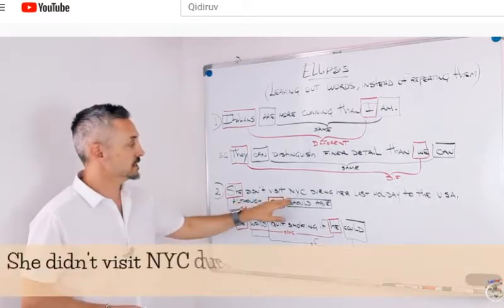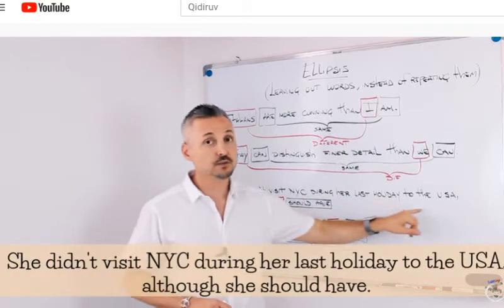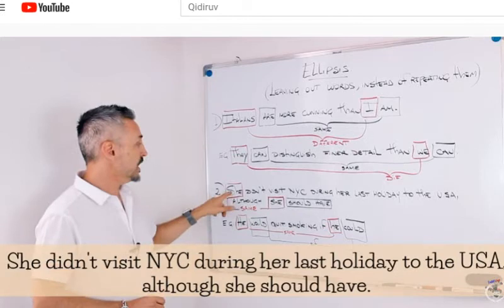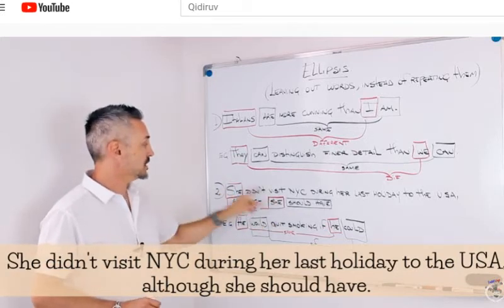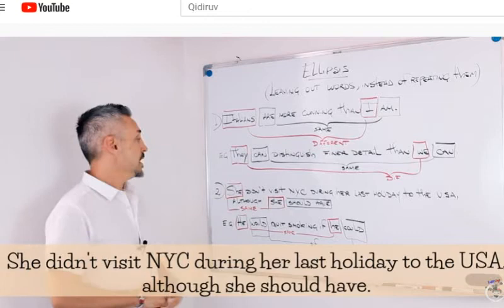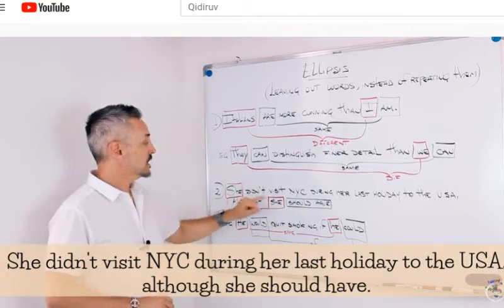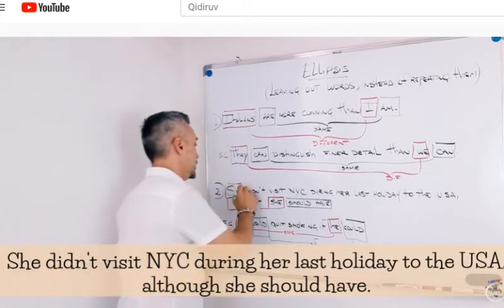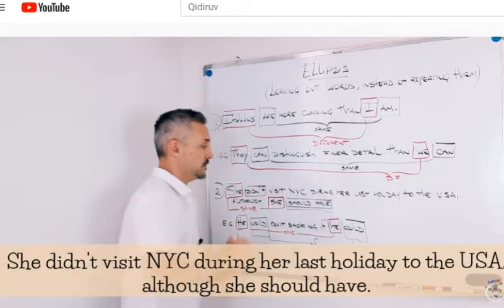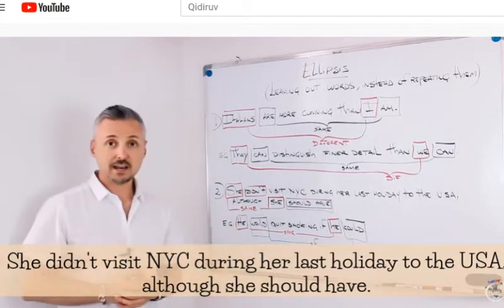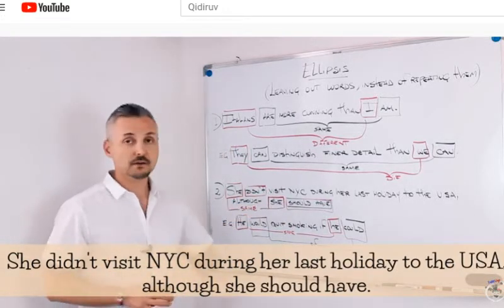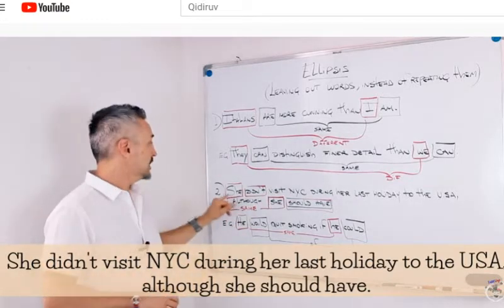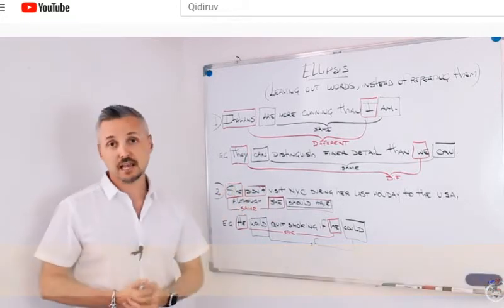She didn't visit New York City during her last holiday to the USA, although she should have. In this case, we have the same subject, she. But we have different auxiliary verbs, obviously: didn't and should have. So in English, we can have different auxiliaries in a whole sentence, but the subject has to be the same.